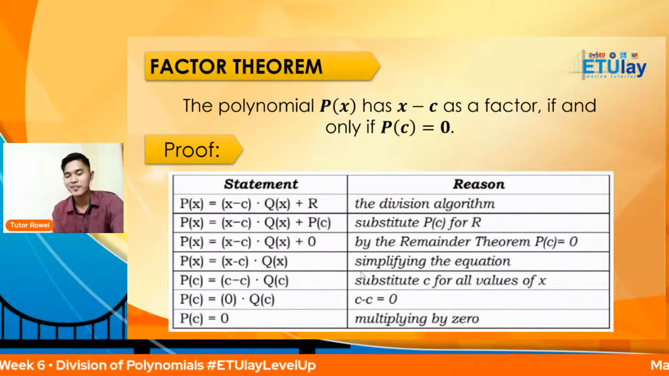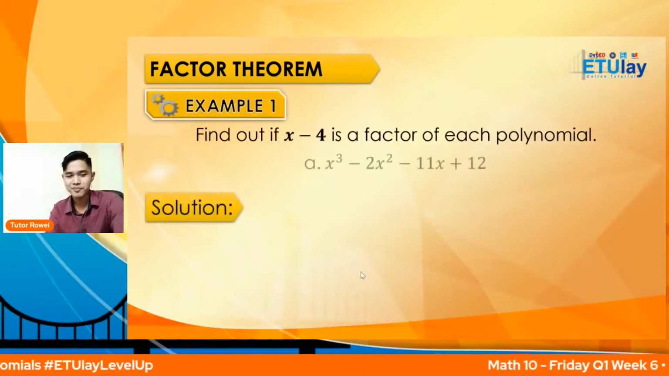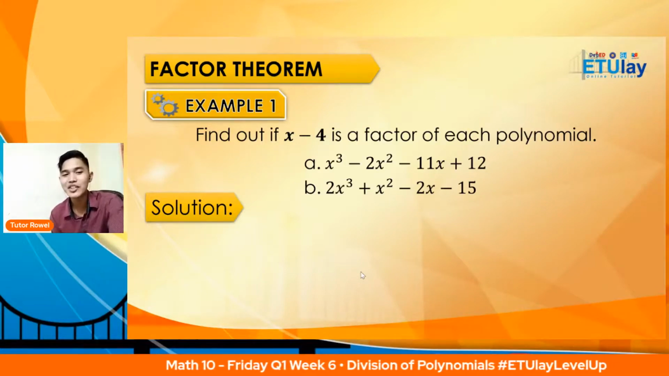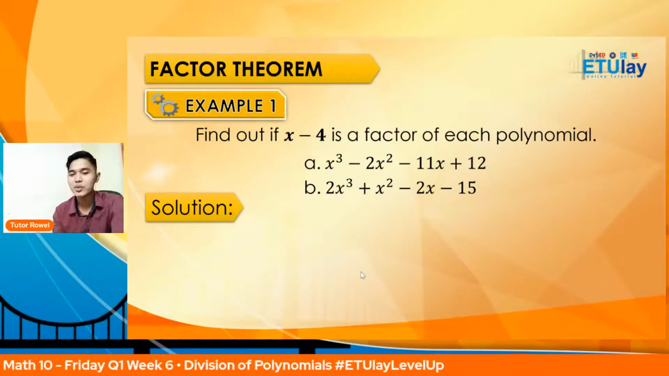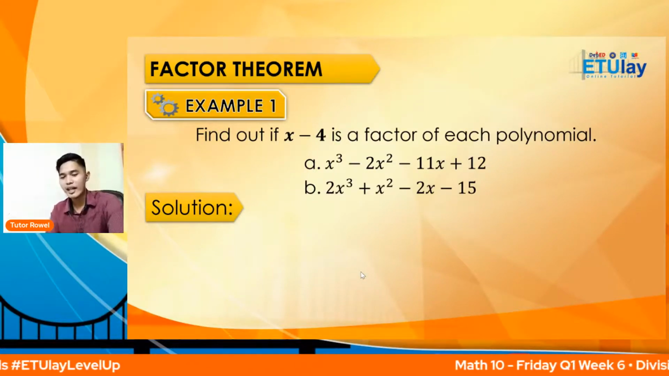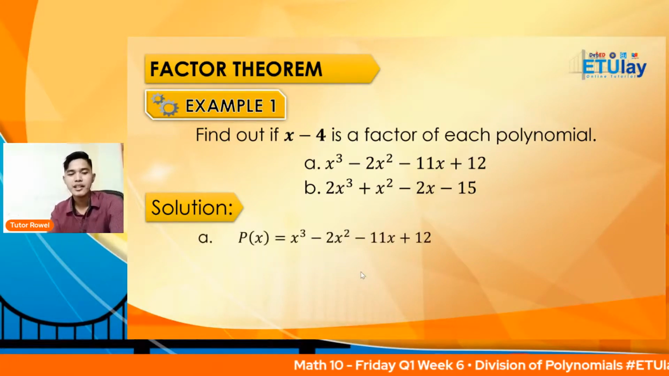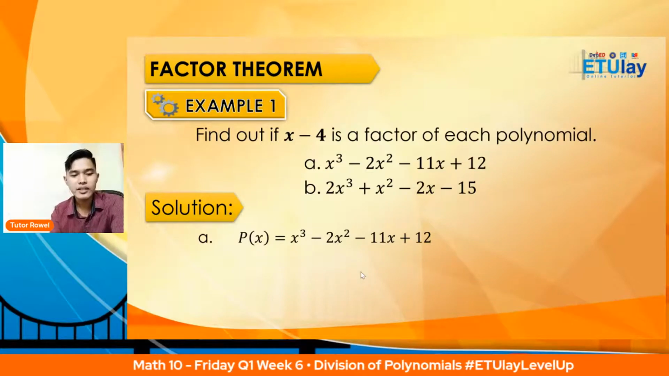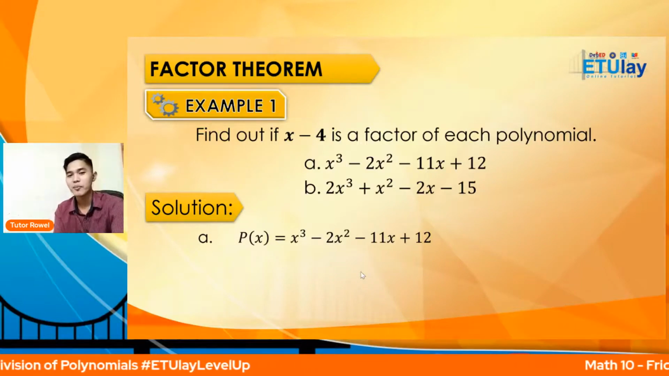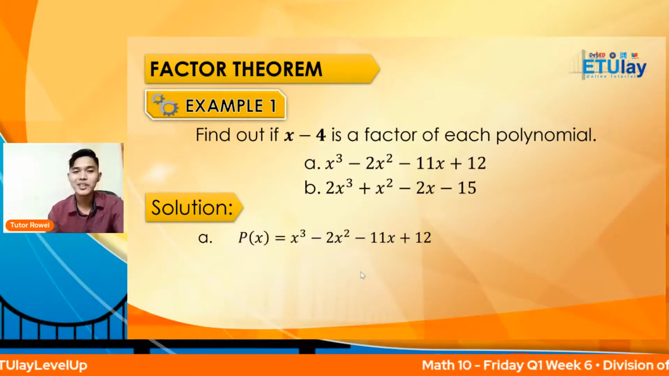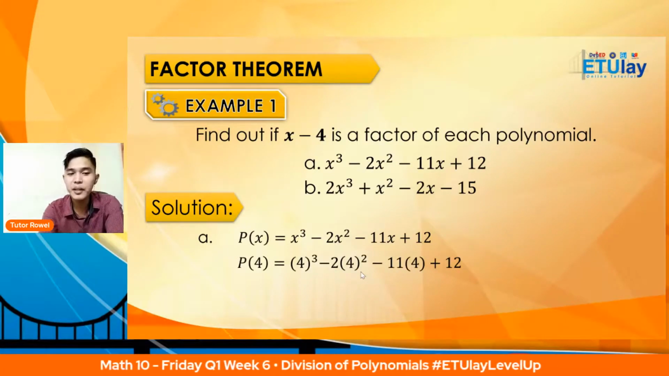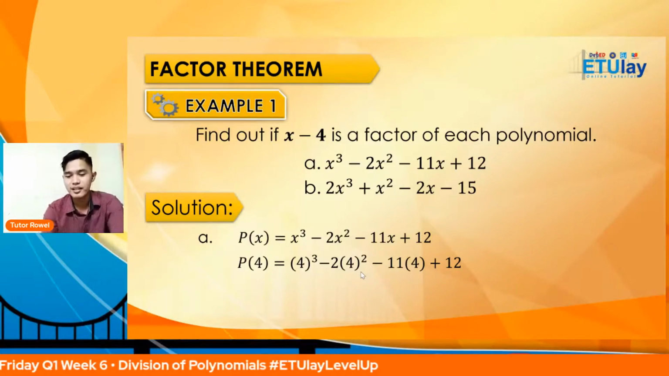So, ganun lang kasimple. So, we have this example. Find out if x minus 4 is a factor of each polynomial. Mathletes, we have two. Factor ba si x minus 4 ni A or ni B or both? Tingnan natin. Unahin natin si A. Sulat, we have p of x is equal to x cubed minus 2x squared minus 11x plus 12. After isulat yung given, magsa-substitute tayo. Okay? Magiging ang p of 4, positive 4 kasi from negative 4 yung opposite, magiging 4.